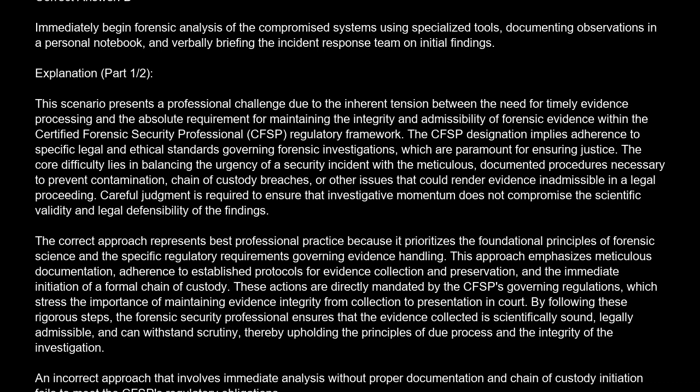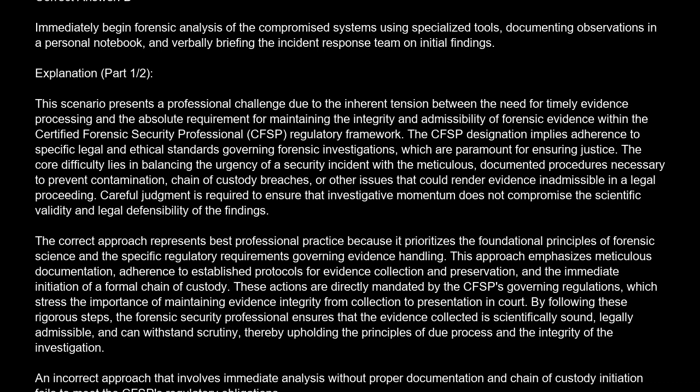the absolute requirement for maintaining the integrity and admissibility of forensic evidence within the Certified Forensic Security Professional, CFSP, regulatory framework. The CFSP designation implies adherence to specific legal and ethical standards governing forensic investigations, which are paramount for ensuring justice. The core difficulty lies in balancing the urgency of a security incident with the meticulous, documented procedures necessary to prevent contamination, chain of custody breaches, or other issues that could render evidence inadmissible in a legal proceeding.